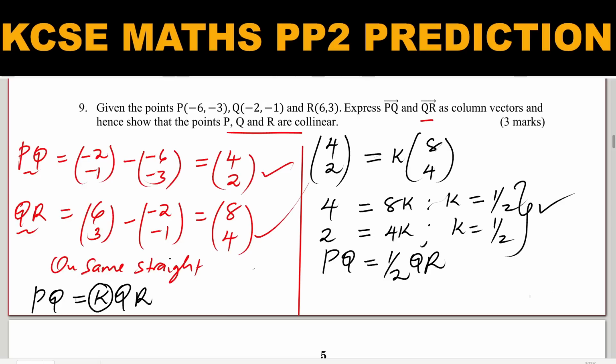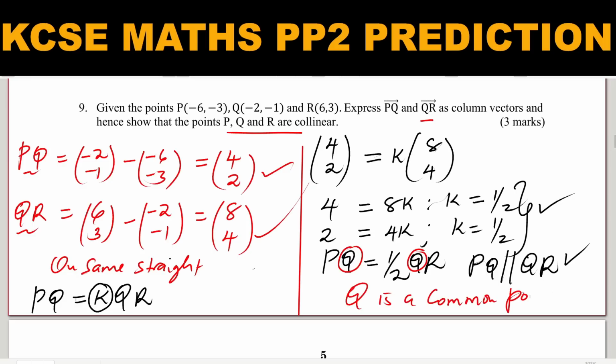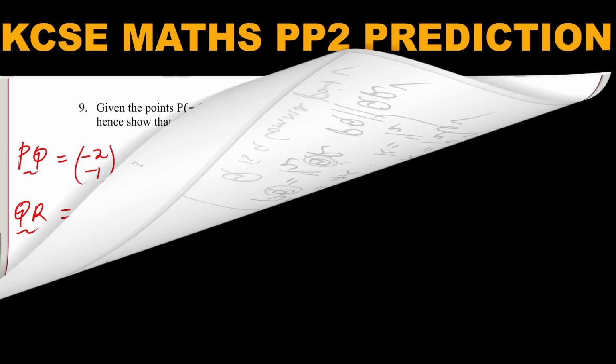By showing that there exists a scalar between these two vectors PQ and QR, we can say that PQ is parallel to QR. That is the first thing that you show. Then the other thing that you show, that these points P, Q and R are collinear, is that there is a common point. Look at this point. There is a Q and Q there. So Q is a common point in the two vectors, PQ and QR. So that is how you show that P, Q and R are collinear.